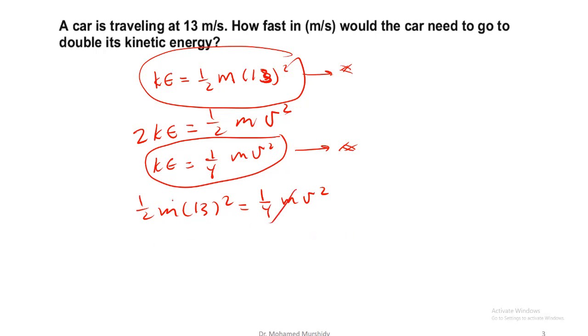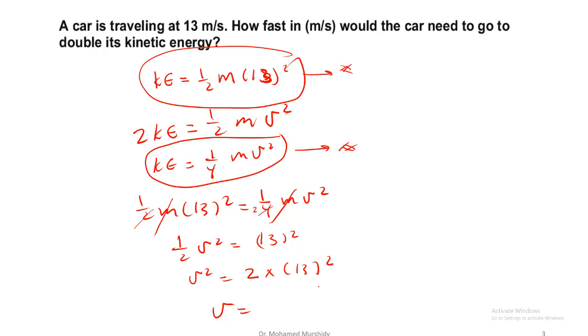So we can say that half m 13 squared equals 1 over 4 m v squared. The mass cancels, and with 2 and 4 we have 2, and now half v squared equals 13 squared. These 2 will go to the other side. V squared equals 2 times 13 squared. So v equals the root of this value.